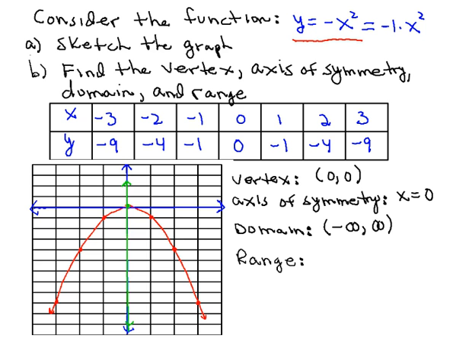Now this time for the range, because the vertex is a maximum point and the y value at the vertex is 0, all the other y values will be smaller than that. So we then can say that the range will be everything from negative infinity up to 0 then, including 0. So in general now, when you multiply the squared quantity by a negative constant, it will have the effect of reflecting the graph with respect to the x-axis.